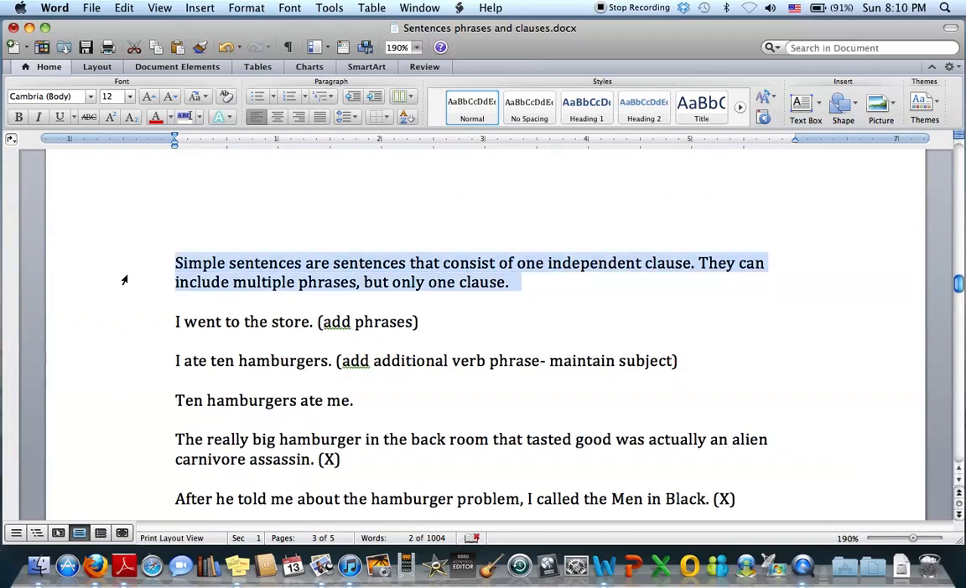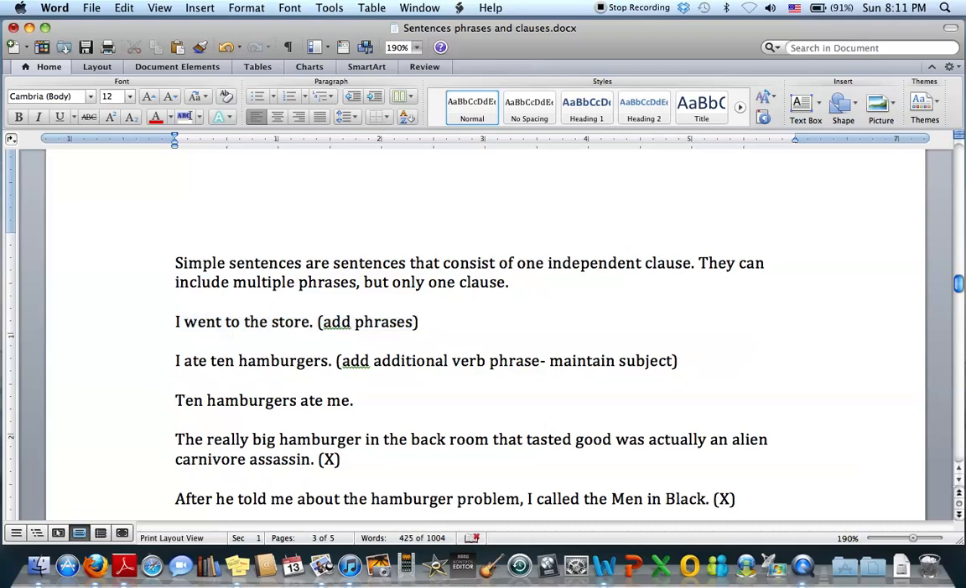Simple sentences are sentences that consist of one independent clause. They can include multiple phrases, but only one clause. Again, this is the deal: simple sentences, one independent clause, maybe lots of phrases, but only one clause. Case in point: I went to the store. This is a simple sentence. I have a subject, I have a verb. It's just one independent clause.